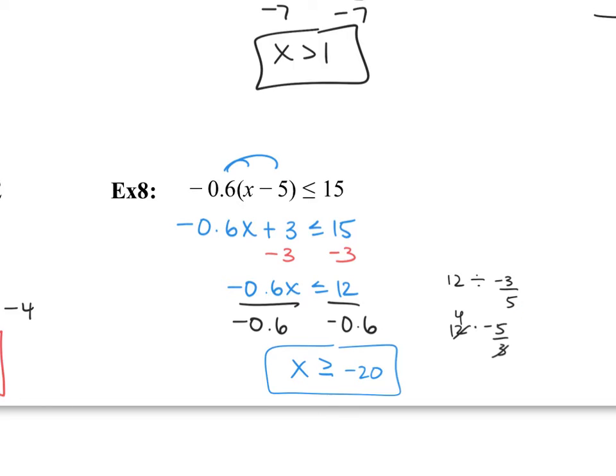I actually ended up setting it up as a fraction. So I divided 12 divided by the fraction equivalent of negative 3/5, but I know that dividing by a fraction means multiplying by the reciprocal. I was then able to cancel my 3 into my 12 to get a 4 for a final answer of x is greater than or equal to 20. I also had to remember to reverse my inequality sign since I was dividing by a negative.